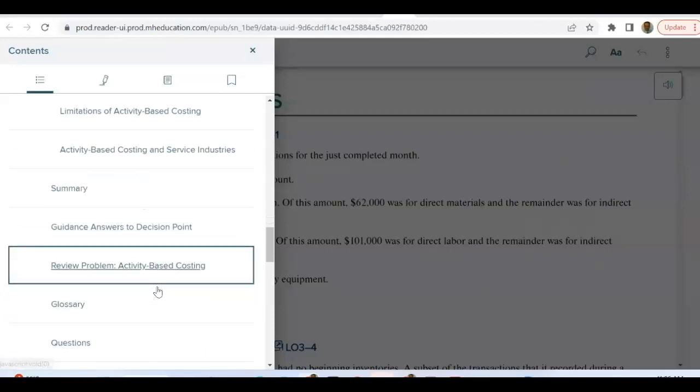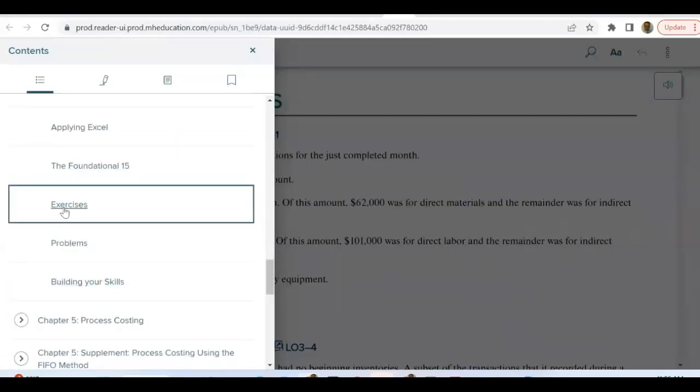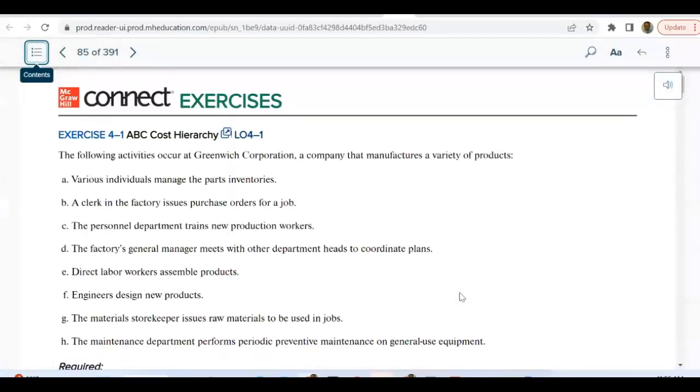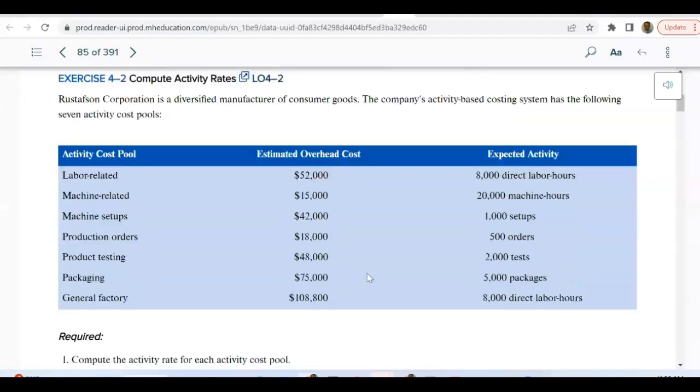And here is the exercise. Okay, so problem number 2, I believe it's in your homework. It says the company is a diversified manufacturer of consumer goods. The company's activity-based costing system has the following 7 activity cost pools.